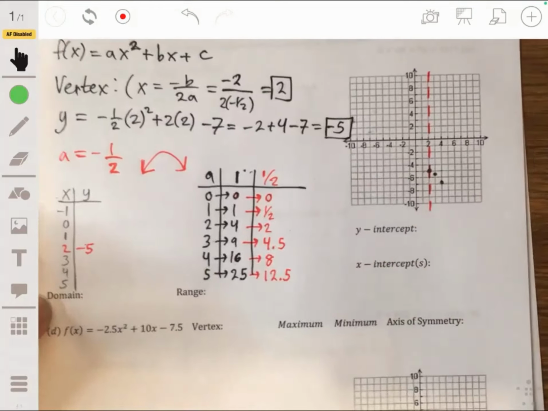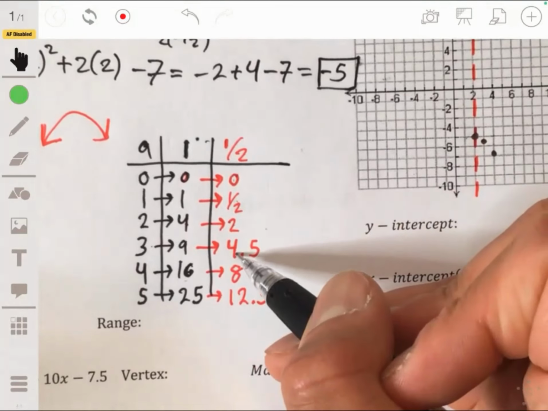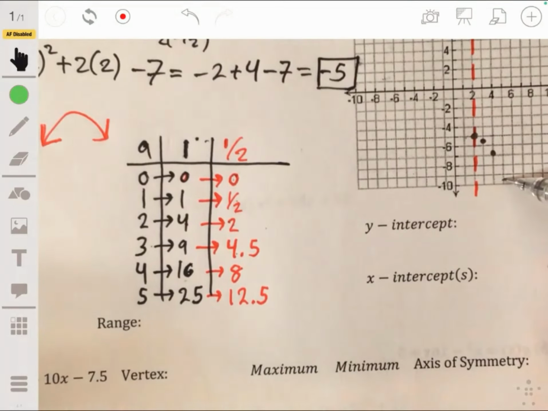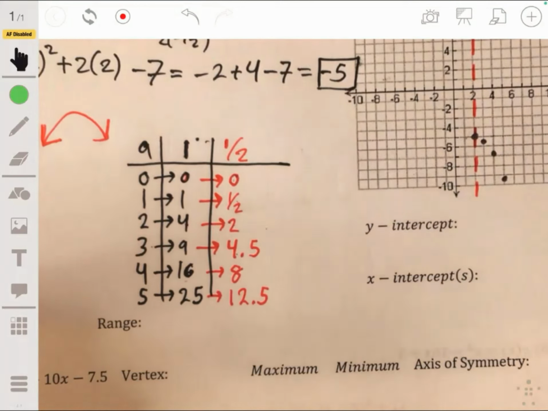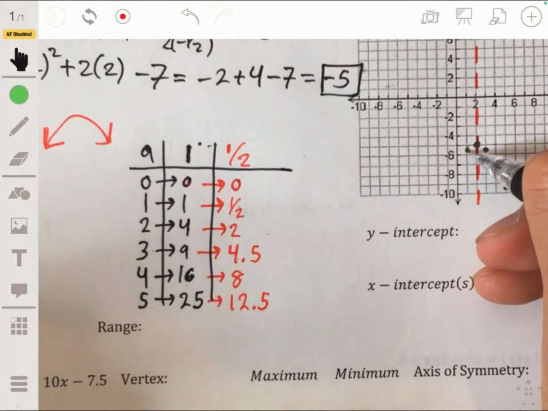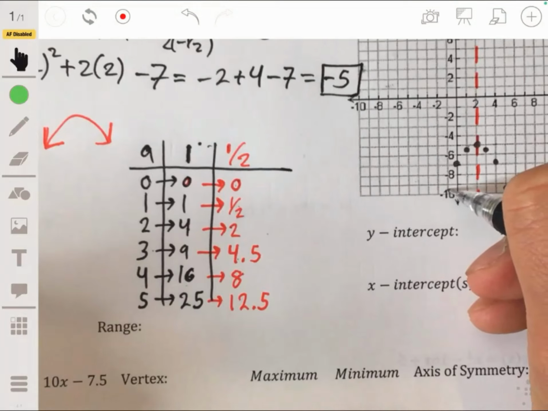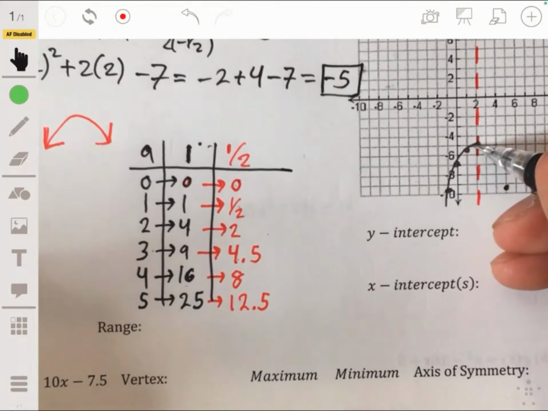And let me zoom in so you guys can see it better. 3 units over, I'm going to move down 4.5 units. So if I move over here, 1, 2, 3, 4.5, will be like right over here at 9.5. And then I just reflect these on the other side. And that's going to be your parabola.